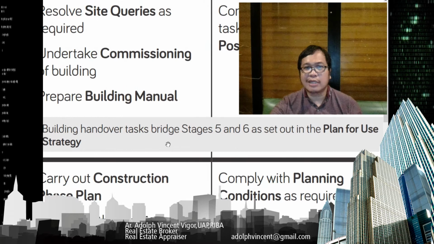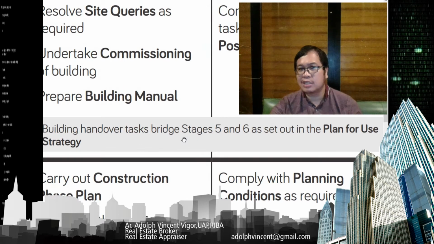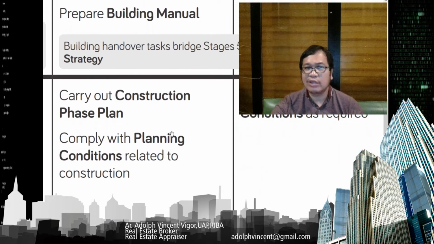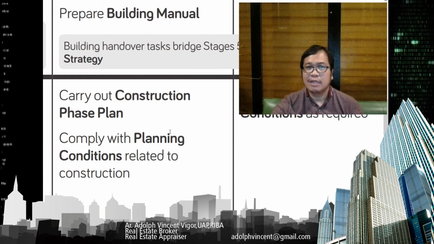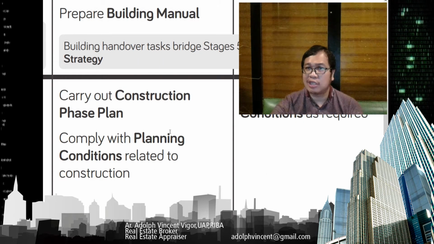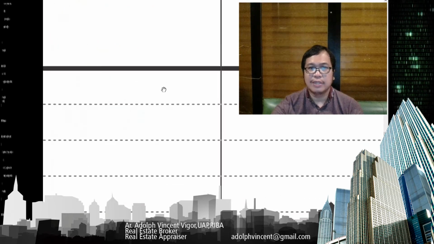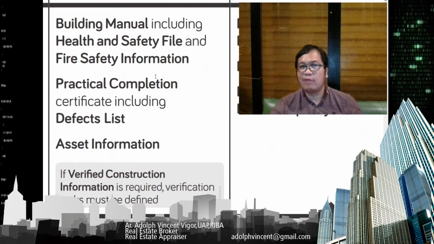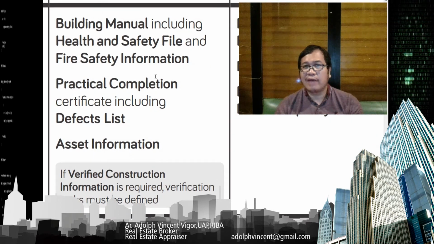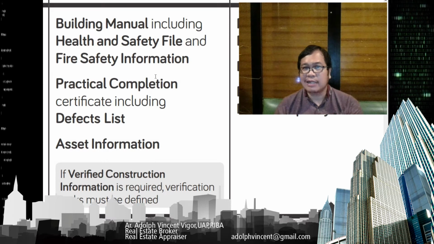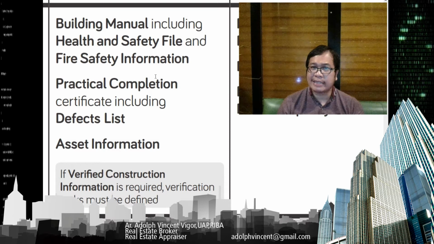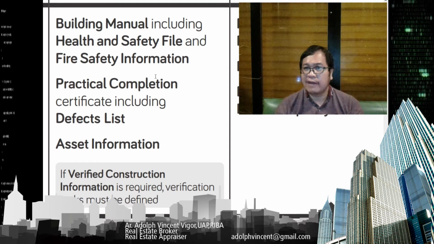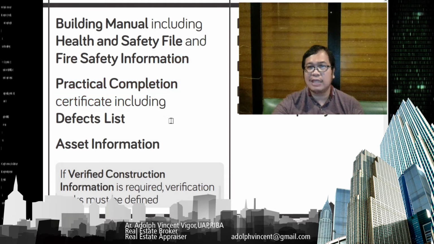So it's noted here that building handover tasks bridge stages 5 and 6, as set out in the plan of the handover strategy. So here you're going to carry out the construction phase plan, and comply with planning conditions related to construction. Here you're going to have the building manual, including the health and safety file and fire safety information, the practical completion certificate, including the defects list, and asset information. If verified construction information is required, verification tasks must also be defined.